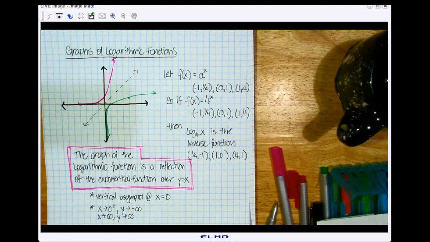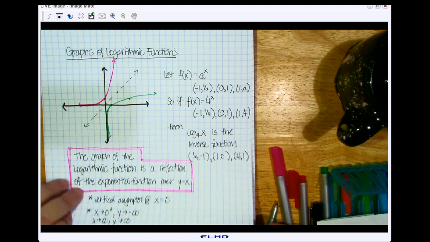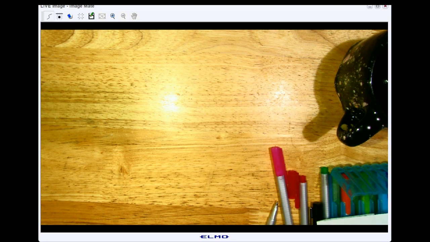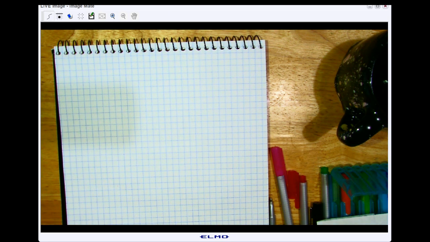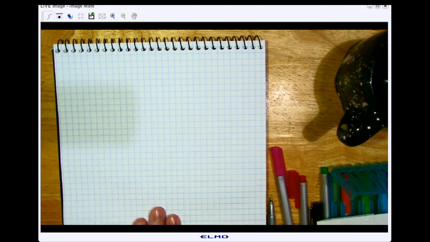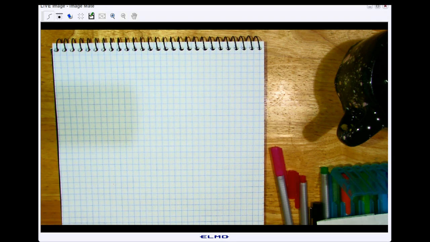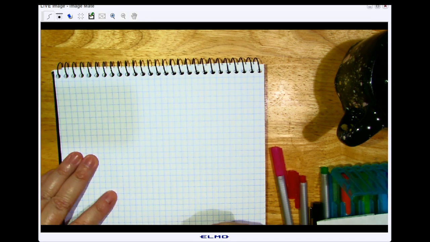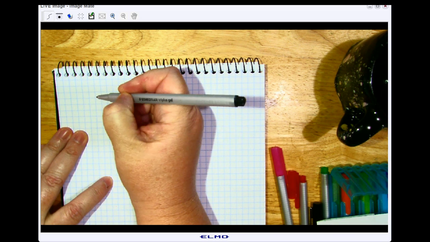Questions about the lovely graph? Nothing yet? I haven't given you the hard stuff, so we're good. All right, let's try a couple.